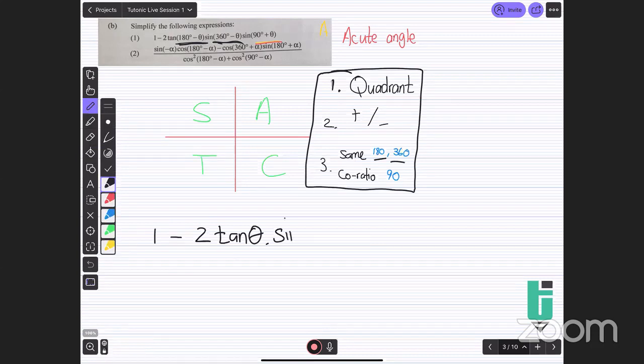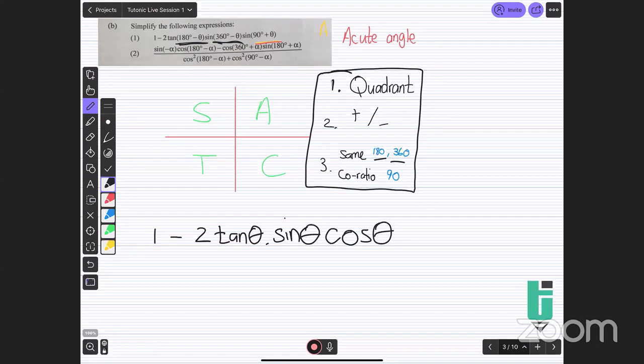And then what's sine of 90 plus theta? Ayan, you want to try that one? Second quadrant, it's going to be positive, and it's going to be cos theta. Great. See, it's easy. Okay, so that's the first question.